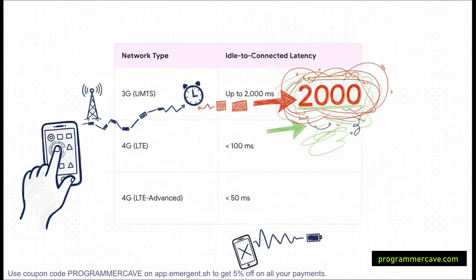And this is where it gets kind of crazy. Look at how much that wake-up latency can vary. On an older 3G network, it can take up to 2 full seconds just to establish a connection. That's before a single byte of your app's data has even been sent. Now, 4G LTE is much better, at under 100 milliseconds, but that's still a noticeable delay. This is exactly why that first tap in any app always feels like the slowest.